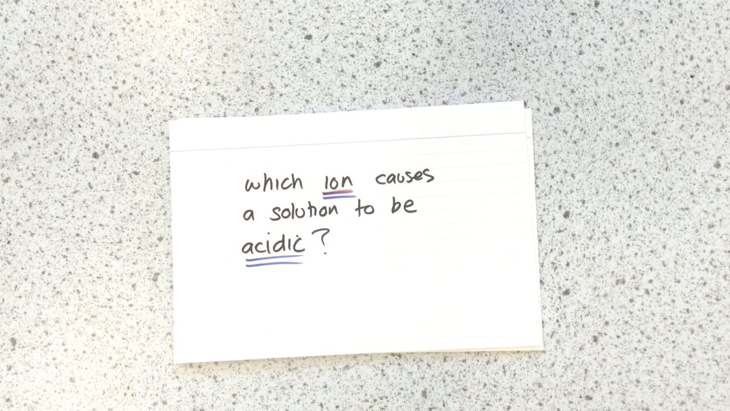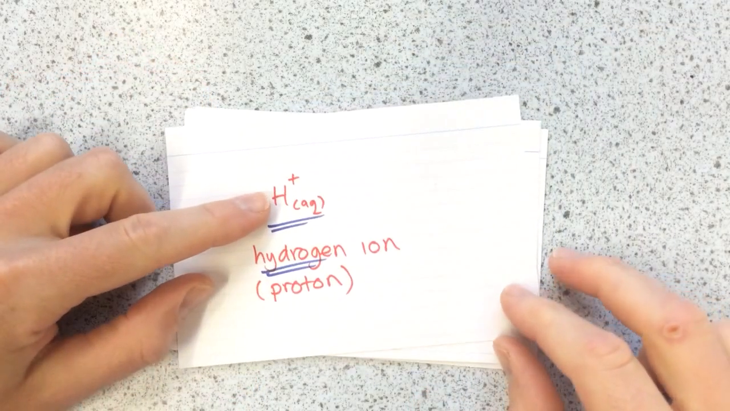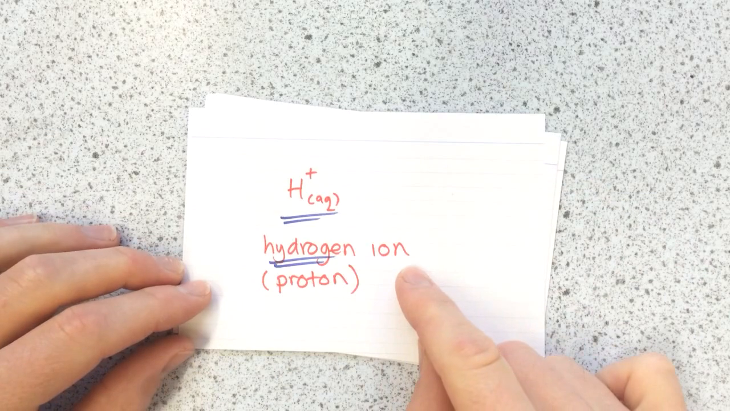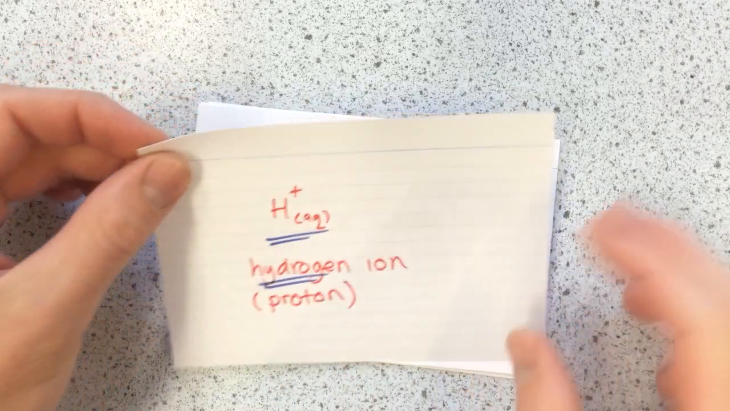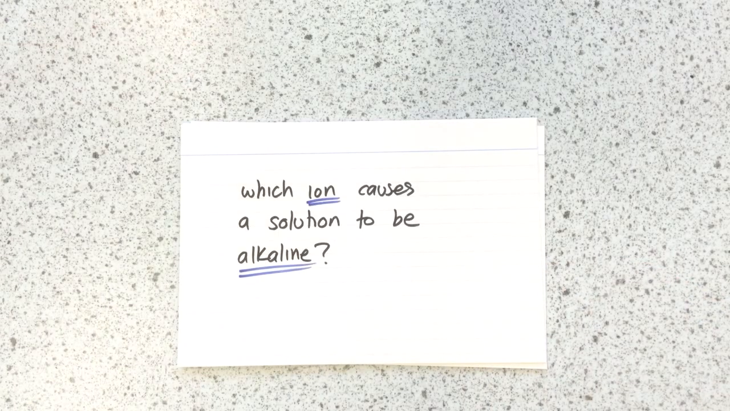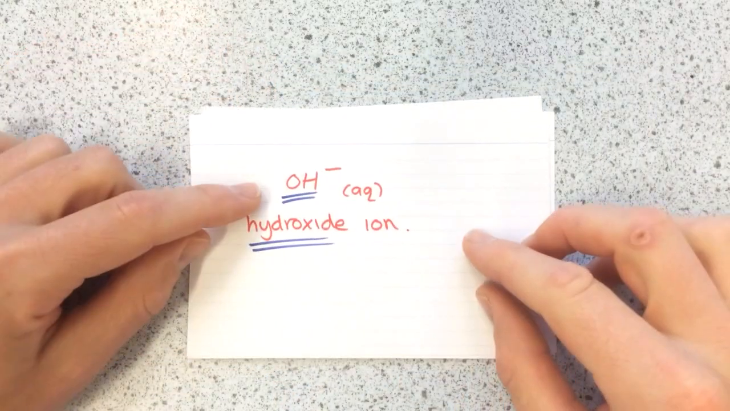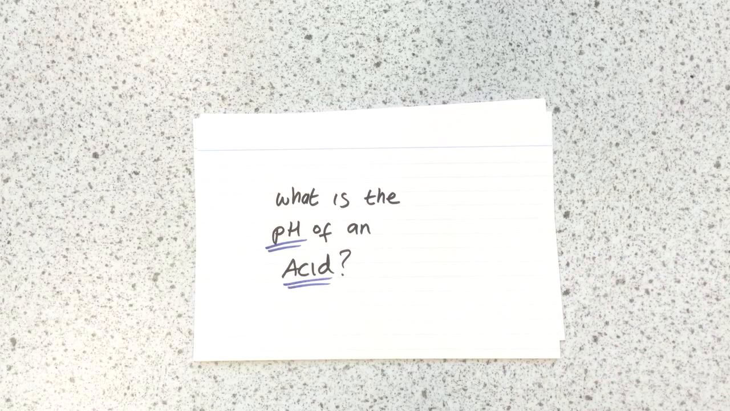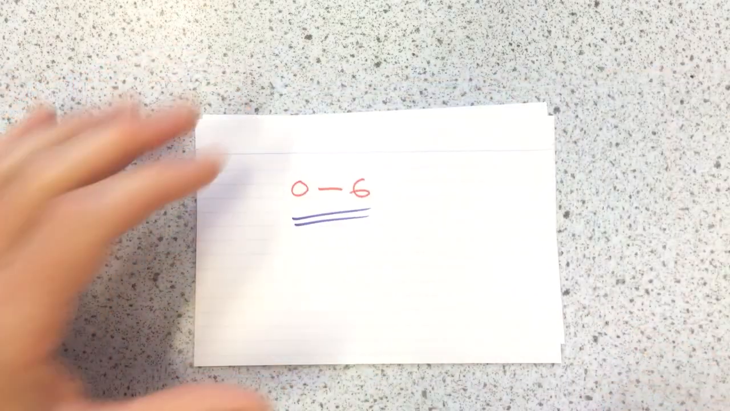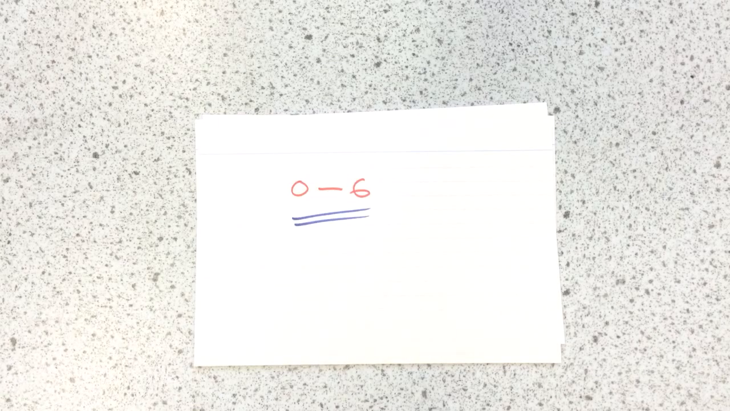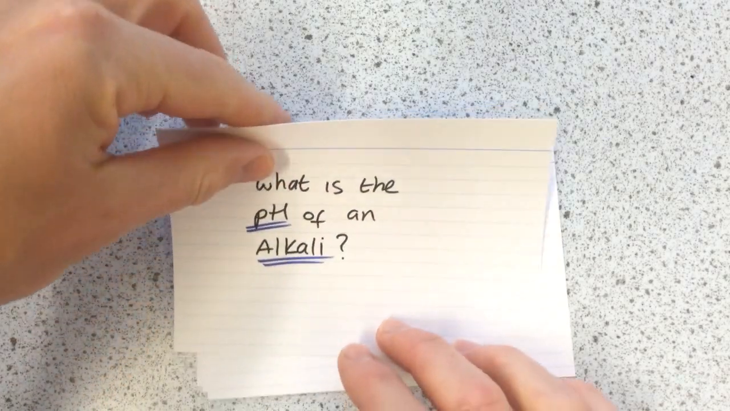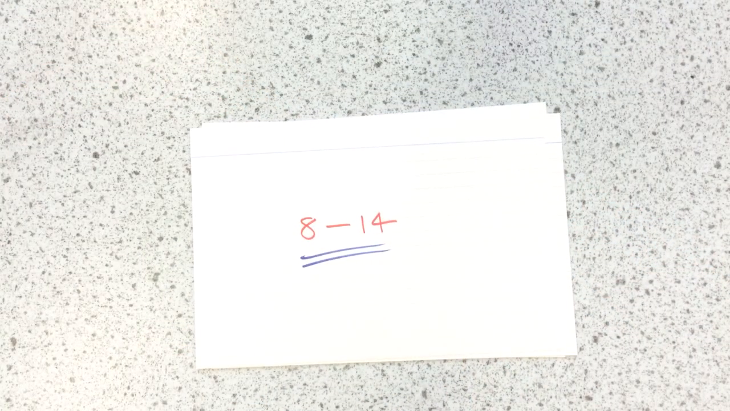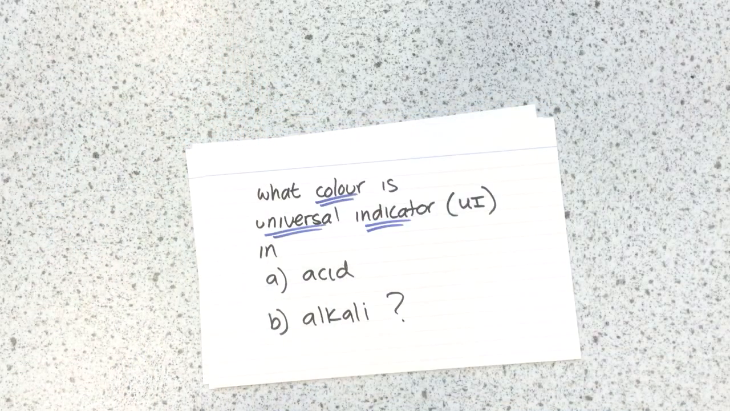Which ion causes a solution to be acidic? It's the H+ ion in solution, or a hydrogen ion. You'll sometimes see this referred to as a proton. Which ions cause a solution to be alkaline? It's the hydroxide ion, OH-. Next one then, what's the pH of an acid? Anything from 0 to 6. It can actually be negative, but we're not worried about that for GCSE. What's the pH of an alkali? Anything from 8 to 14. Essentially 7 is neutral, below 7 acidic, above 7 alkaline.